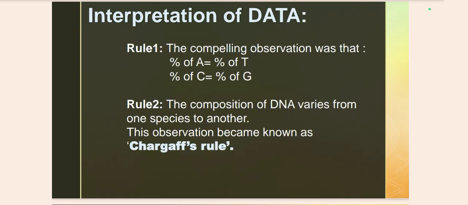Then there is the interpretation of the data. The compelling observation was that the percentage of adenine equals the percentage of thymine, and the percentage of cytosine equals the percentage of guanine. This observation became known as Chargaff's rule. Another rule is that the composition of DNA varies from one species to another. So that is it.